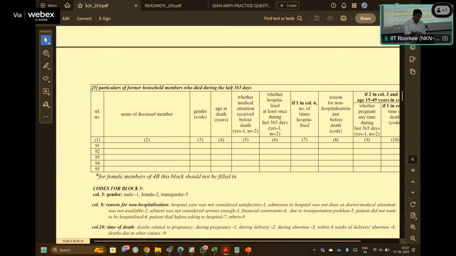And if your purpose is to understand the expenditure incurred due to funeral or other reasons mentioned here, like whether hospitalized at least once during this period, and then the person is actually deceased, if that is required, you can keep. But for this, merging is not required. For this, append is required.